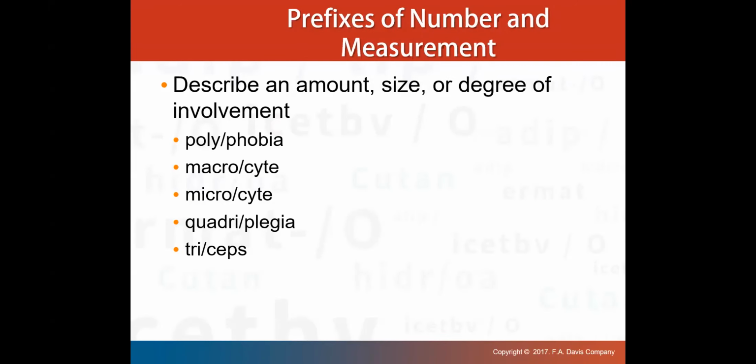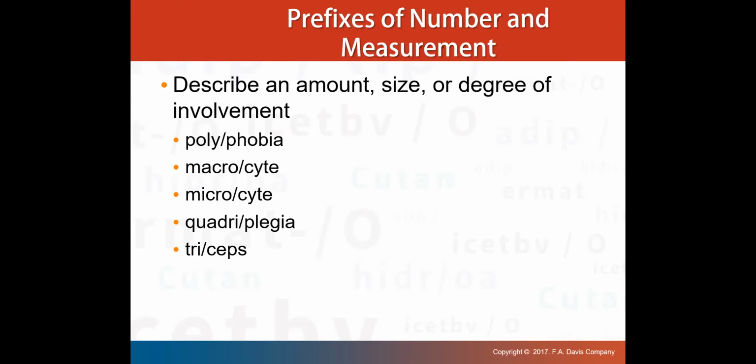And then they can describe an amount, a size, or a degree of involvement. And a lot of these are in the English language, like poly means many, right? So if we say polyphobia, that's a shame. That guy's got a lot of phobias. Macro means large. So a macrocyte can be a red blood cell that's too large, or a microcyte, micro meaning small, can be one that's too small.